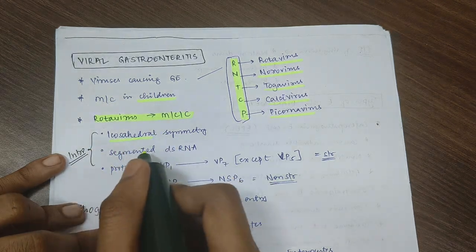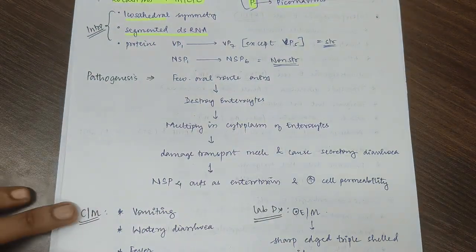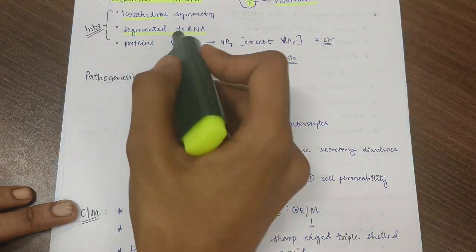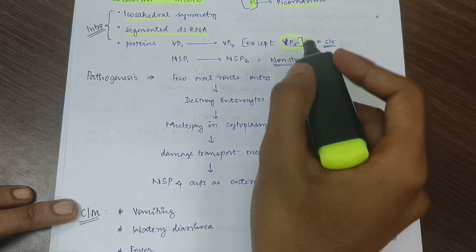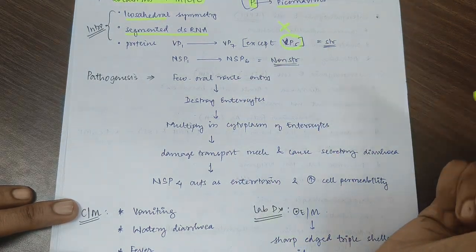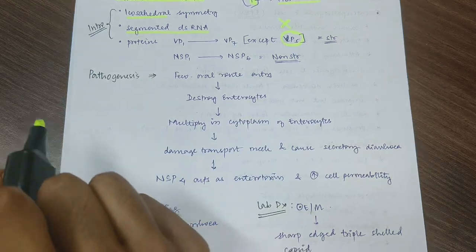It is icosahedral. It is segmented double-stranded RNA. It has structural proteins VP1 to VP7, except VP5. There is no VP5. Then non-structural proteins from NSP1 to NSP6.